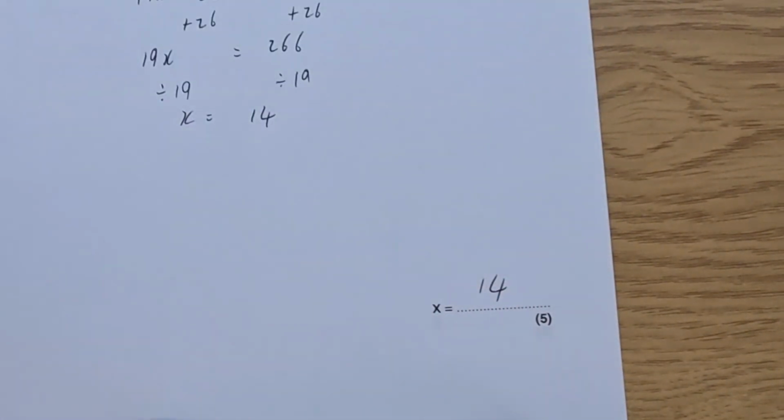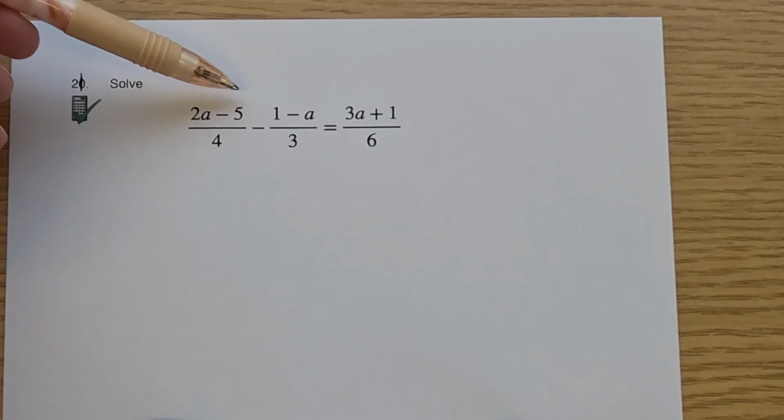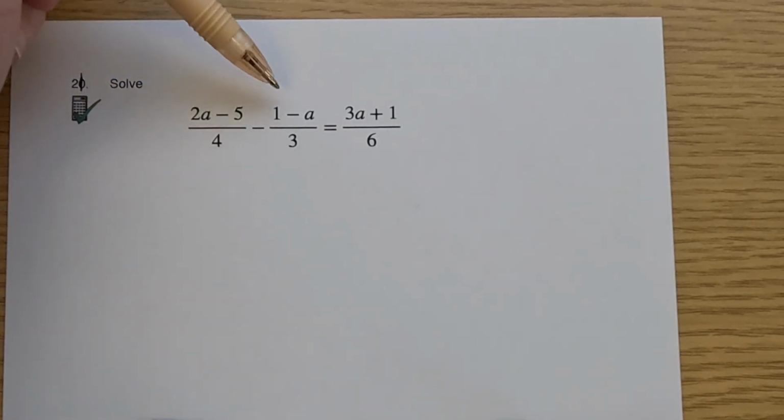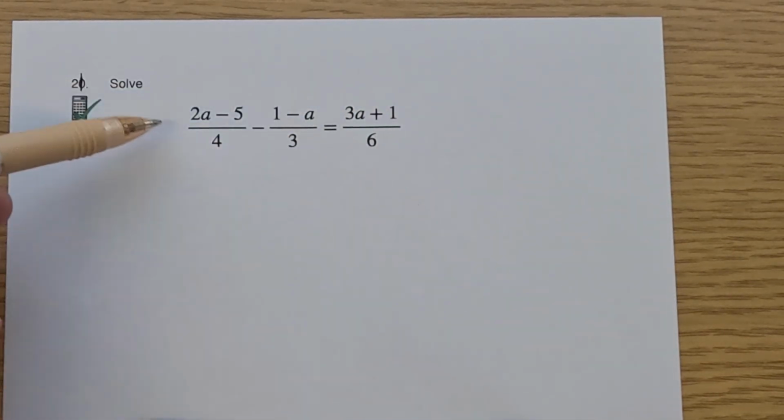14, that's our answer. x is equal to 14. Okay, let's have a look at our last question, question number 21. So question number 21, we've got (2a minus 5) over 4 minus (1 minus a) over 3 is equal to (3a plus 1) over 6. So here we've got a fraction take away a fraction.